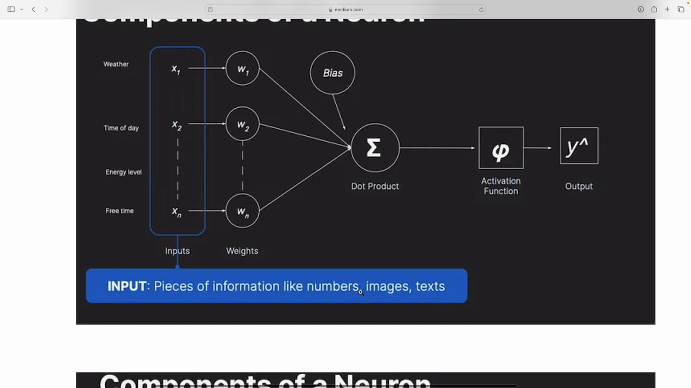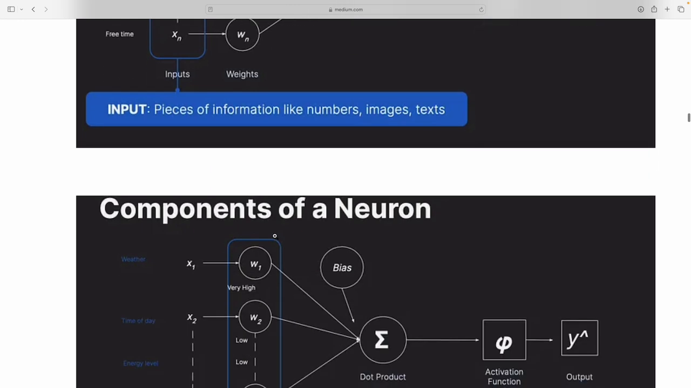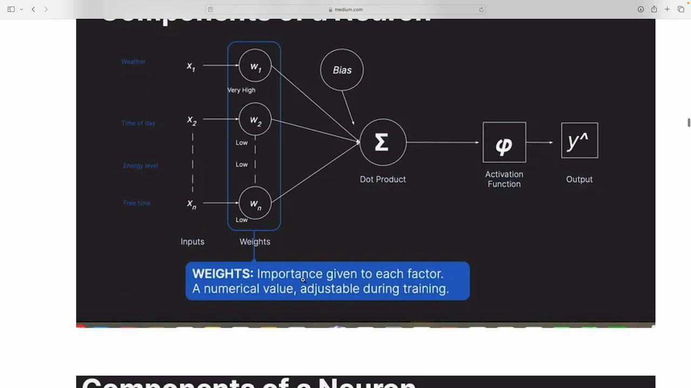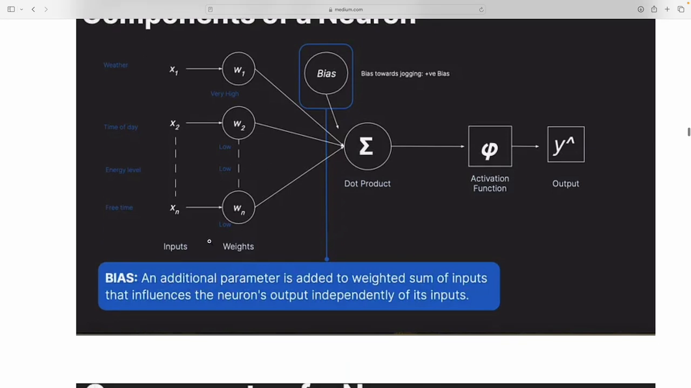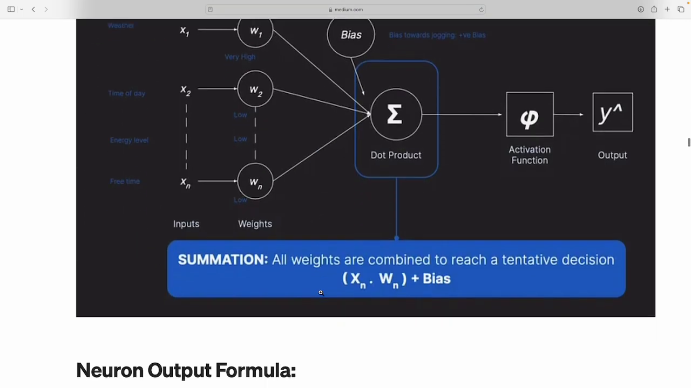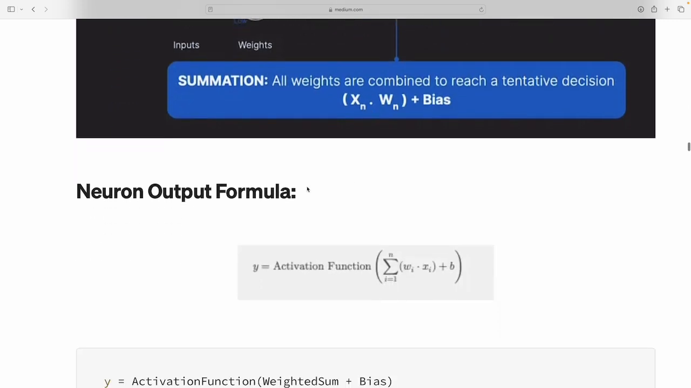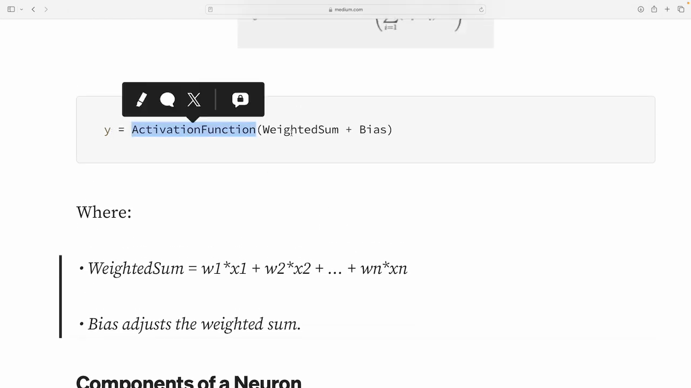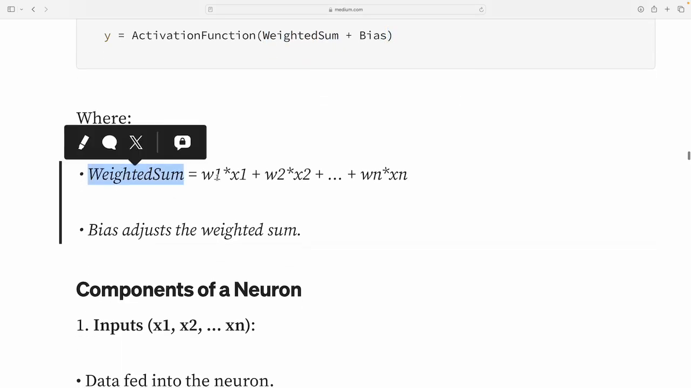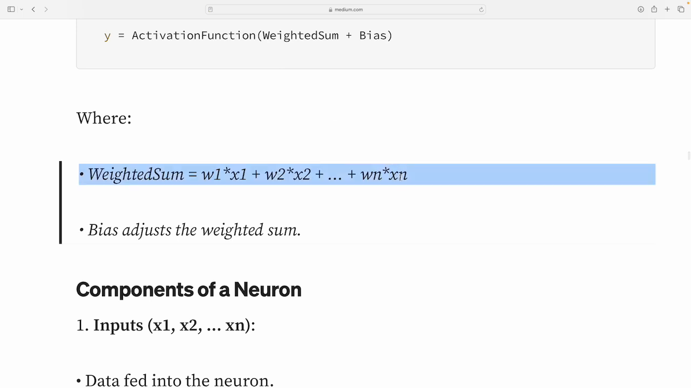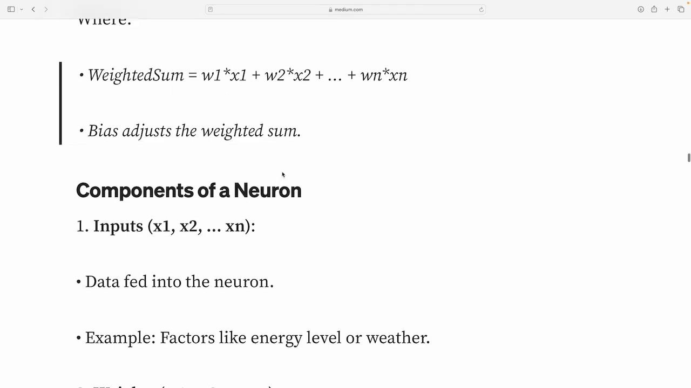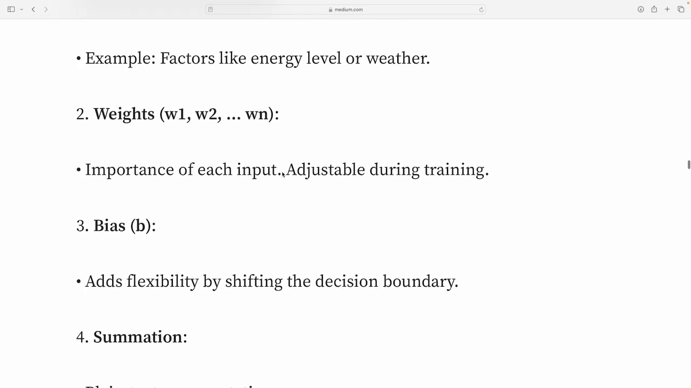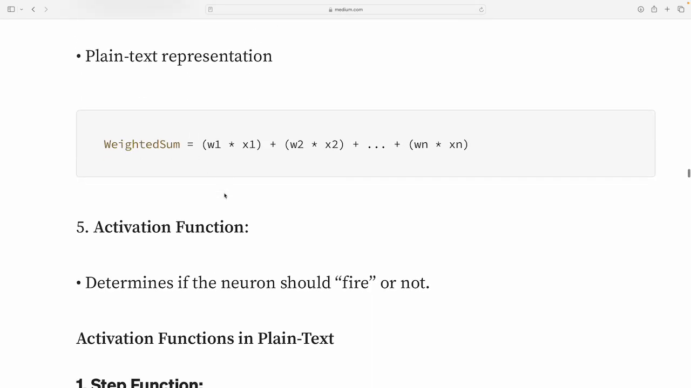The input is a piece of information like numbers, images and text. The weight is the importance given to each factor, a numerical value adjustable during training. And bias is an additional parameter added to the weighted sum. Input influences the neuron output immediately. The summation happens here and the neural network output comes here. Basically y equals activation function of the weighted sum plus bias, right? The weighted sum is w1 x1 plus w2 x2 up to wn xn, multiplied, right? Then this is the formula, and then we take the decision. Bias is also added to the summation. This is the weighted sum passed to the activation function.